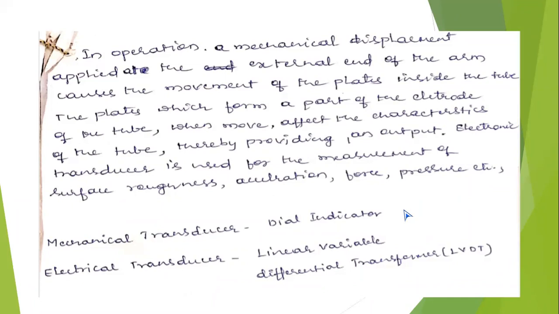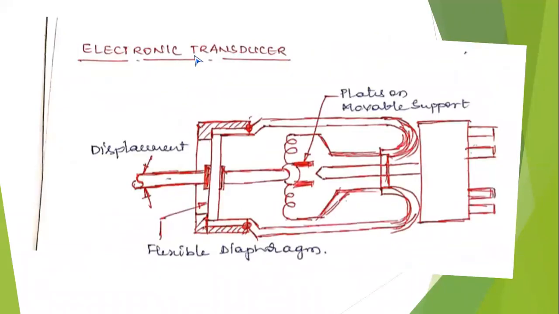So you have three. One is the mechanical transducer, the other is the electrical transducer. Mechanical transducer means the dial indicator. Electrical transducer means the linear variable differential transformer, that is LVDT. And the electronic transducer is what we discussed today. All of you go through this. I will give the notes; write the diagram neatly and explain in your own words. The deflection of the plunger is measured in terms of milliamps. This much is enough for this class.